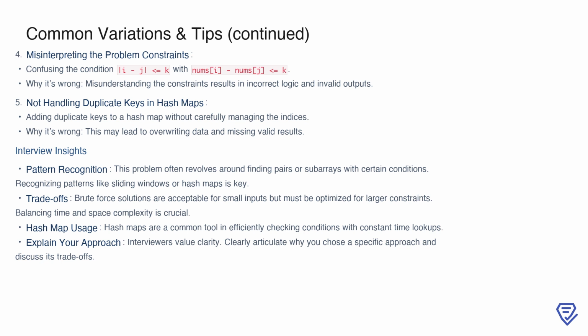Now, let's talk about some key takeaways for interviews. Recognizing patterns, such as the sliding window technique or leveraging hash maps, is crucial for problems like this. Trade-offs also matter. A brute force solution might work for small inputs but is unsuitable for larger constraints, so optimizing for time and space complexity is essential. Lastly, when explaining your approach, always articulate your reasoning clearly. Discuss why you chose a specific method, highlight its trade-offs, and demonstrate your understanding of the problem.